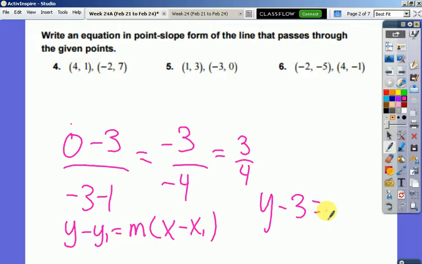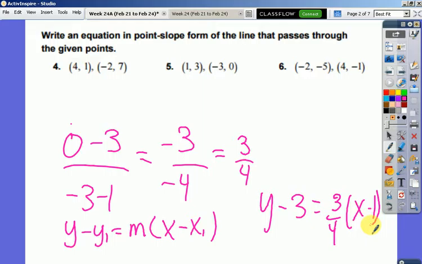Okay, anyway. Y minus 3 equals, what's your slope? 3 over 4. X minus what? 4. No. Look at the point. You're on number 5. No, 1. Okay, listen up.